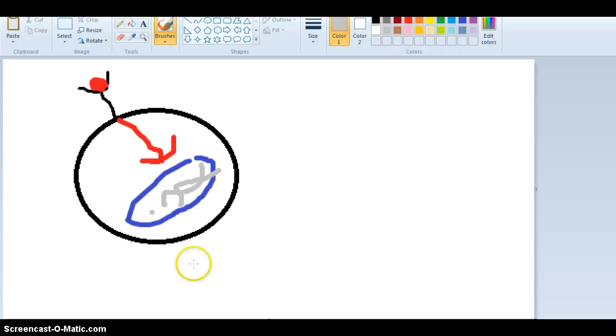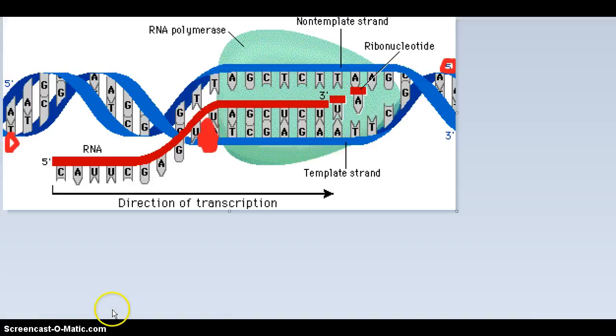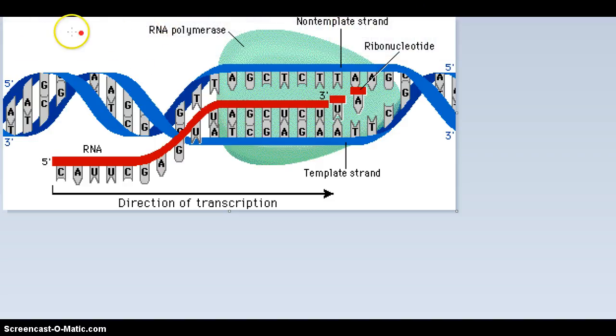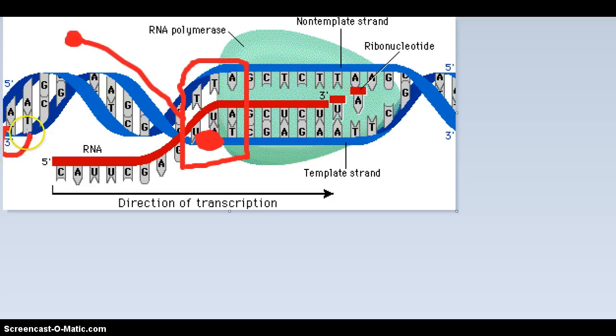And let me open up my other picture. And this is where it really begins. So the signal comes and attaches itself here at the TATA box, where many adenines and thymines are grouped up together, and it will attach here at the 3' strand of the DNA, as seen here.